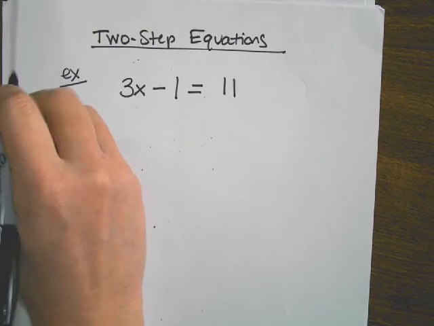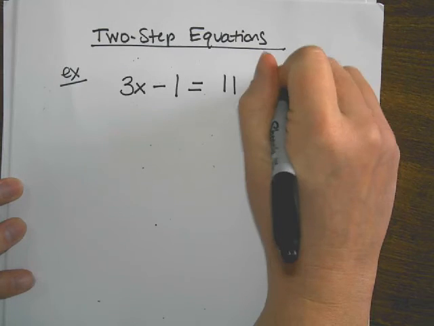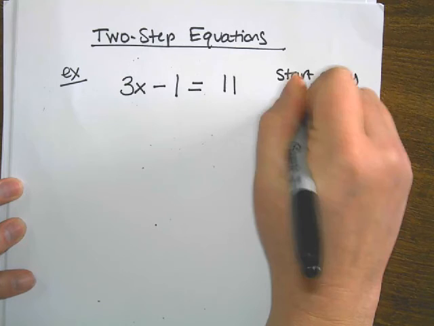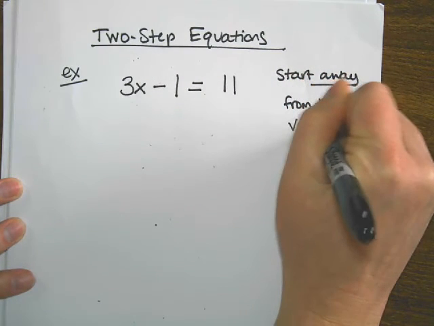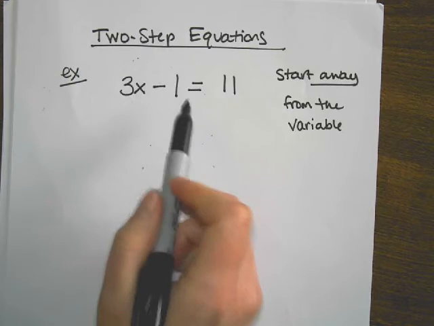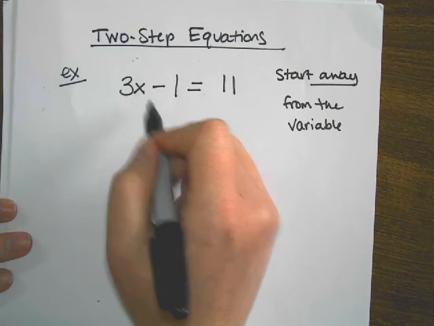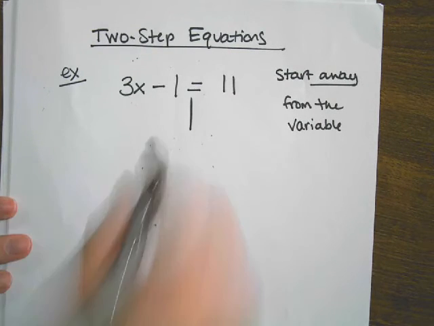Okay, so here's the first thing. Always, always, always start away from the variable. Always start away from the variable. So I don't want to worry about this 3 right now. First thing I need to get rid of is this -1. -1 and -1 are the same thing. So I want to get rid of that -1.